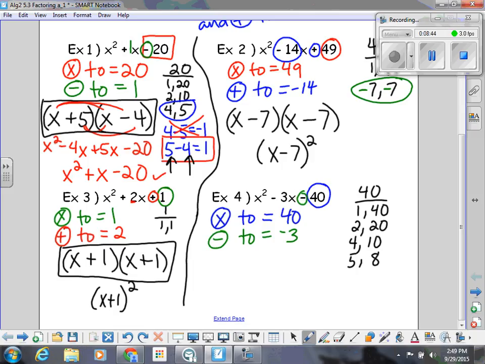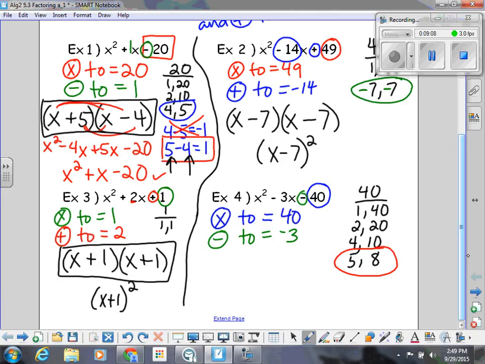And then does 6 go into 40? No. So that's not going to be on my list, and 7 does not either. So once I get to 8, 8's already on my list, and I know I'm done. All right, so those are all the pairs that multiply to give me 40. Now we need to see which pair also subtracts to give me negative 3. Well, this pair is the only pair that's going to subtract to equal 3.